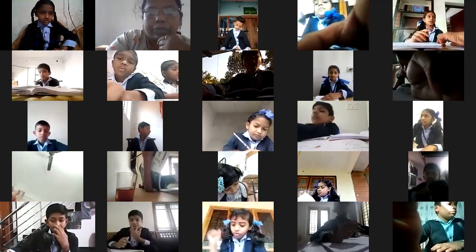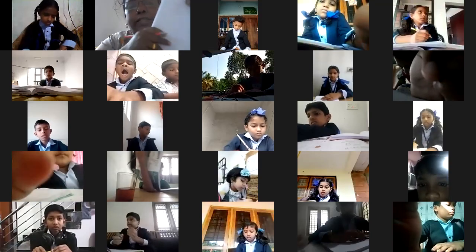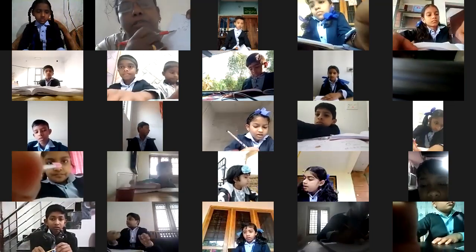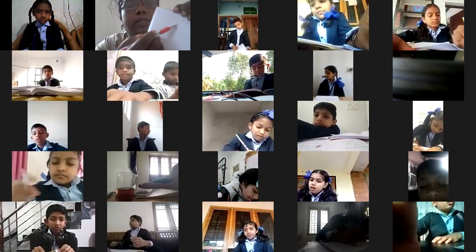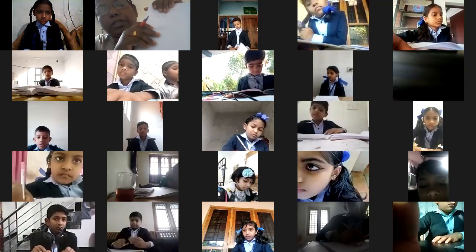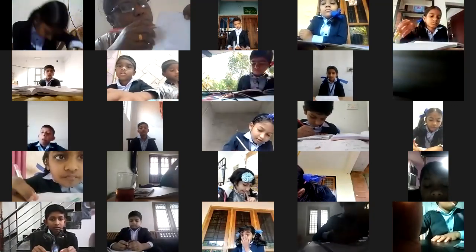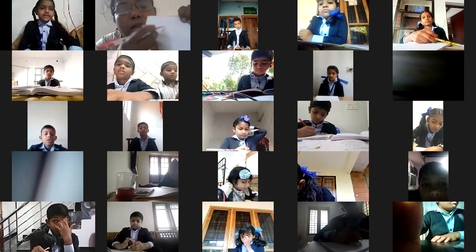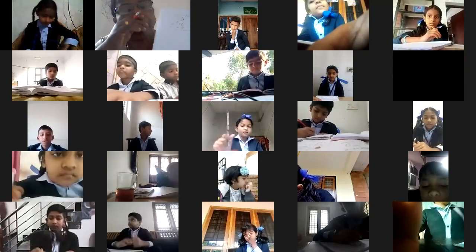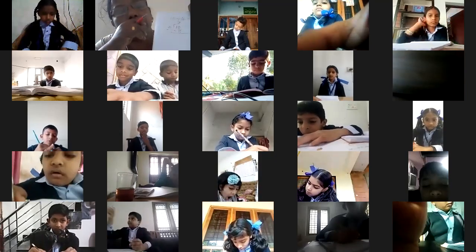2, then multiply the quotient with the divisor. 2 is the quotient and 4 is the divisor. Then multiply the quotient into the divisor: 4 twos are 8. Subtract 8 from 10. 10 minus 8, how much?